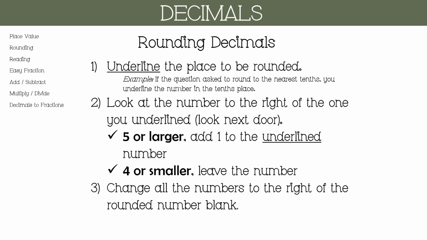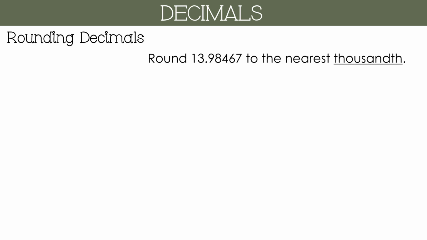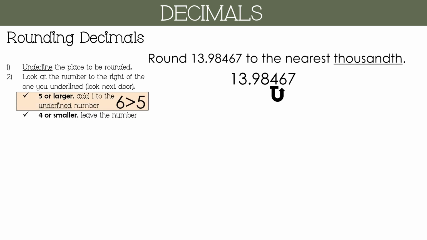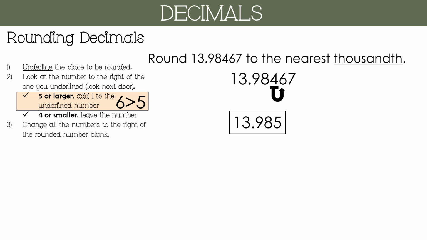Whew, that sounds like a lot of rules. But let me show you how easy it is. Let's round this decimal. It asks us to round it to the nearest thousandths. So the first thing is we have to underline the thousandths place. That's the 4. Now we look at the number to the right. We have to decide, is the 6 5 or larger, or is it 4 or smaller? Well, in this case, 6 is bigger than 5. What we have to do then is add 1 to the underlined number. You're going to notice that the 1, 3, 9, 8 are all the same. All we did was we added 1 to the 4. Then we changed all of the numbers to the right of the one we rounded blank.